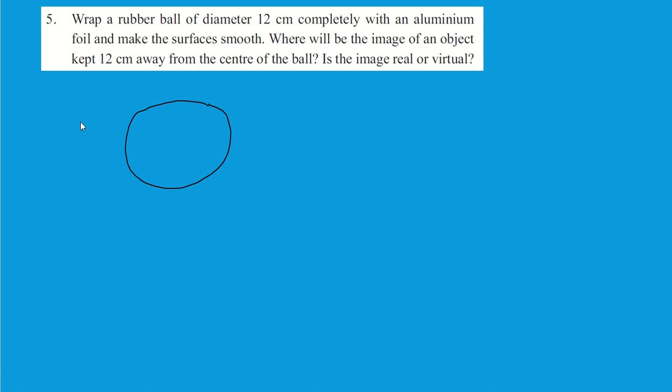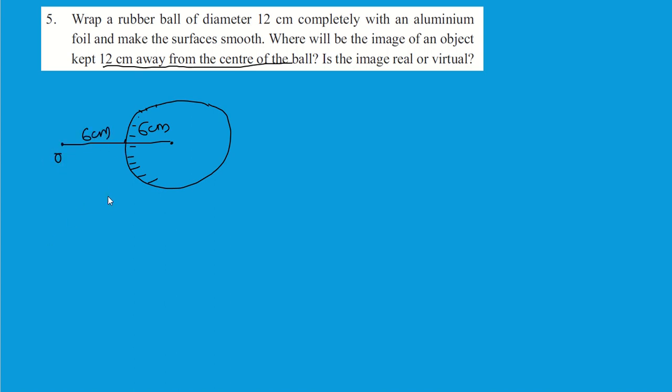So we know that the outer surface of this ball is going to be shiny, right? That is going to be the reflecting surface. So when we say diameter is 12 centimeter, radius is going to be 6 centimeter, right? So our mirror is going to be a convex mirror because the reflecting surface is bulging outward. So that is going to be a convex surface. Now, object is kept at 12 centimeter away from the center of the ball. That means from the reflecting surface, this is going to be at 6 centimeter.